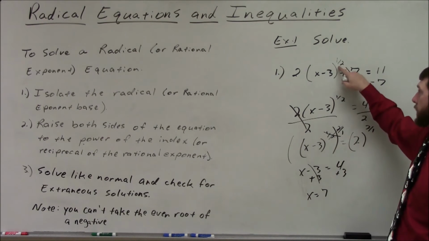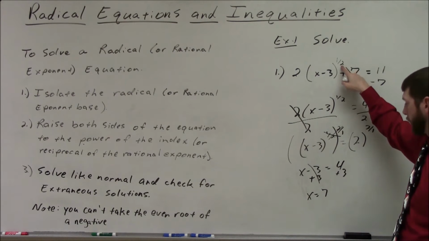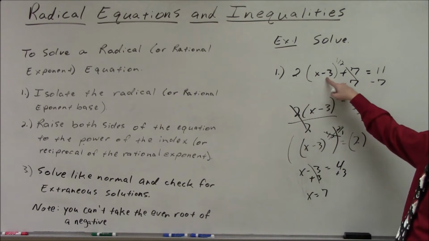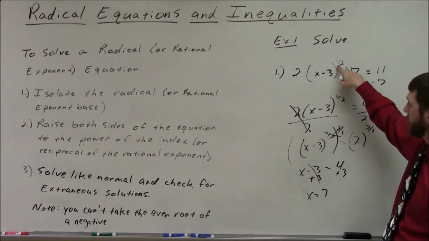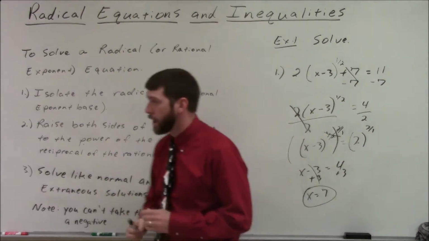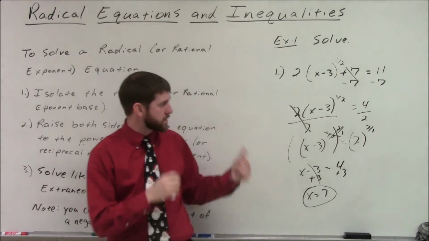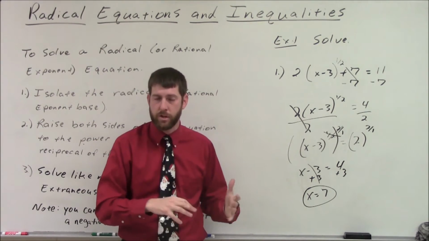And again, since we had an even denominator, even denominators are even roots, we've got to go back and check. 7 minus 3 is 4. 4 is non-negative, so we're allowed to do the even root of a non-negative. So x equals 7. Okay, give me a few minutes and I'll get some examples up here of radical and rational exponent equations, and I'll let you guys try them out.